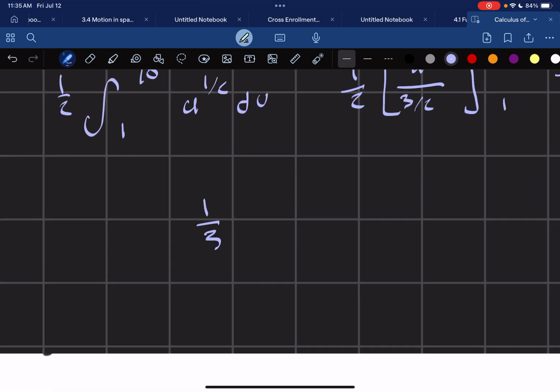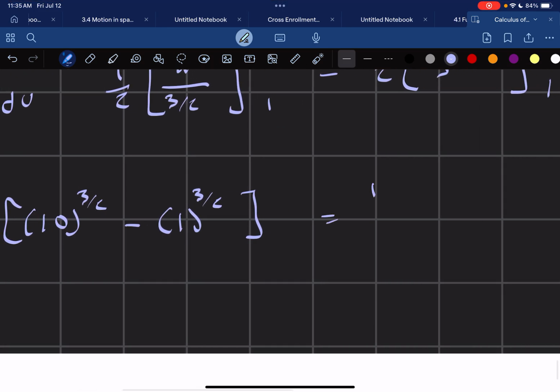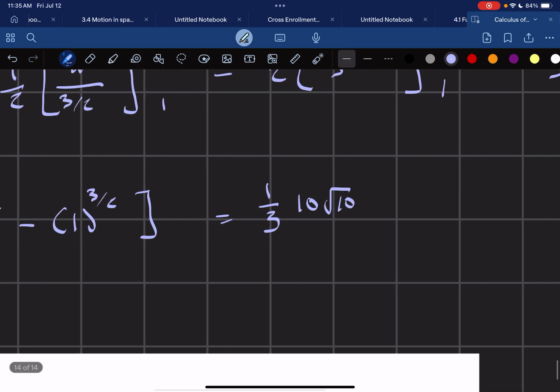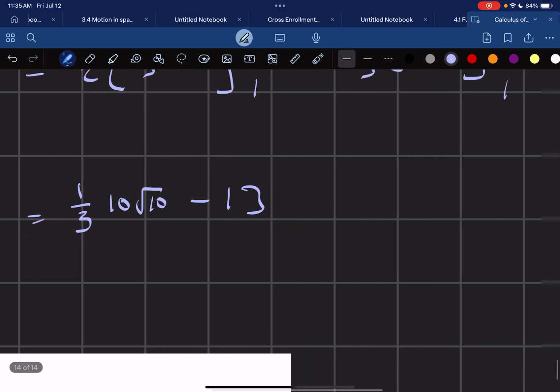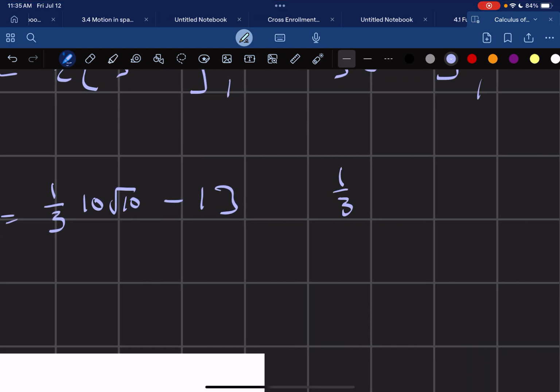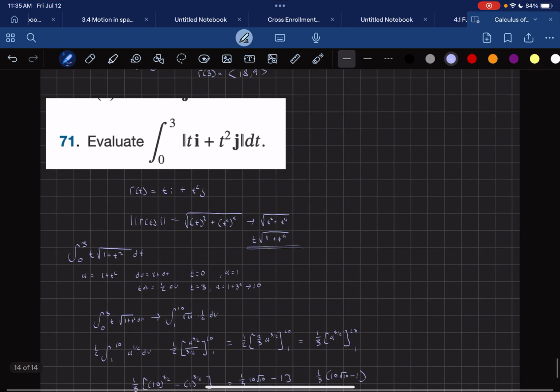So you get 1/3 of 10 to the power of 3 over 2 minus 1 to the power of 3 over 2. That would equal 1/3 of 10 square root of 10 minus 1. So that's our final answer, 1/3 times 10 square root of 10 minus 1. And that's how you would evaluate this integral.